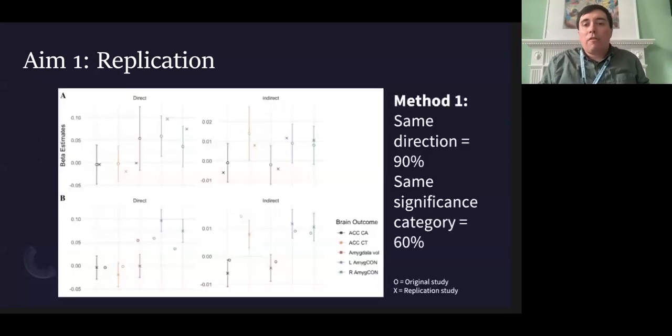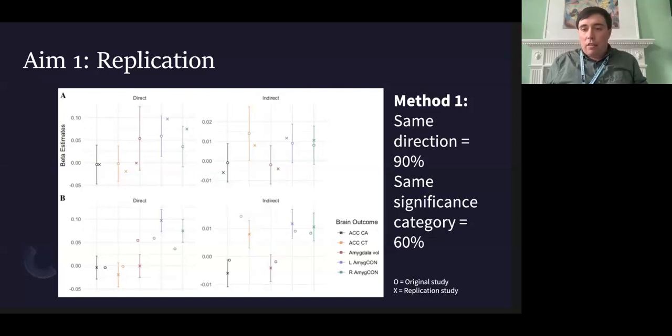So what did we find? The first way, again, is we looked at whether the effects are in the same direction and same magnitude. This graph shows on the top the confidence interval of the original study with the replication placed next to it. The replications are in X and the original study is represented by an O. And then below is the other way around. We have the confidence interval of the replicated study, and the O is the effect of the original study. So across the 5 brain regions that we measured in both the original and the replication study, 90% of the estimates were in the same direction, and 60% of the p-values were in the same significance category.